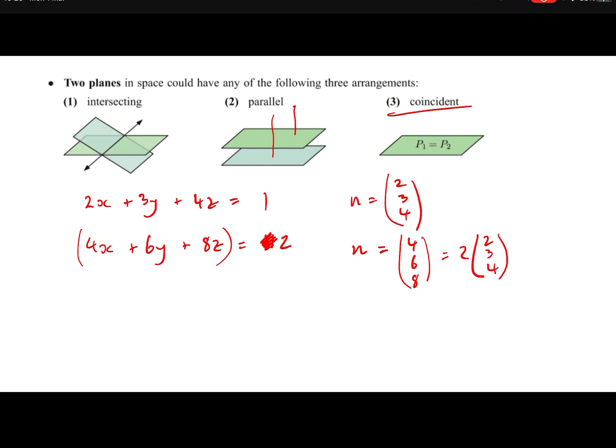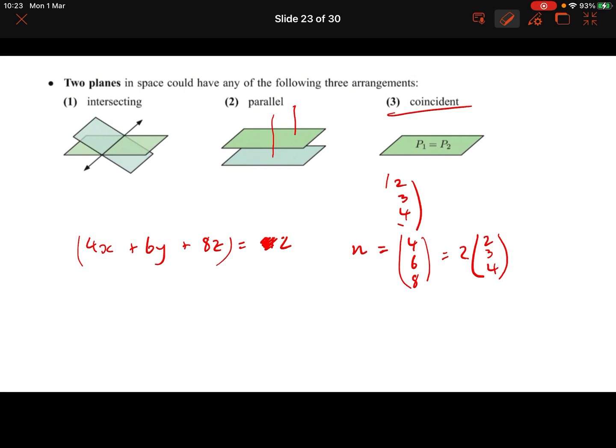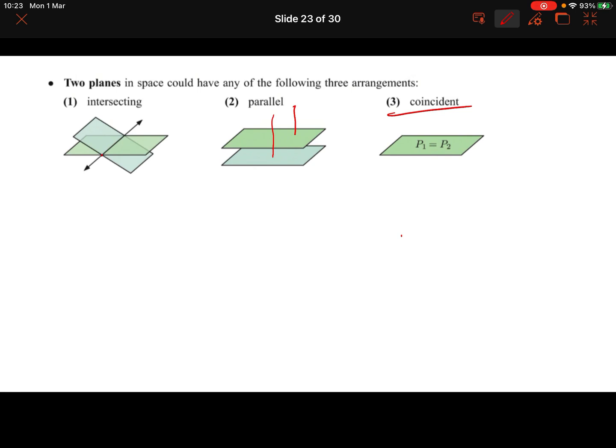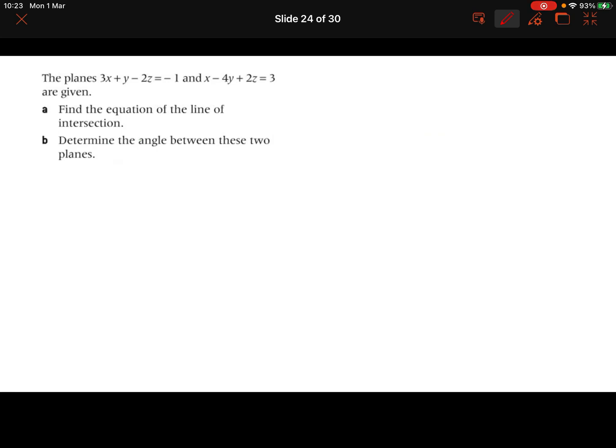Now, where it gets tricky is what happens if they're intersecting planes. If they intersect, there will be a line of intersection. This is a line of intersection, not a point of intersection. And so what you might be asked to do is find the equation of the line of intersection. Let's have a look at how this works. We've got two planes, 3x plus y minus 2z equals negative 1, and x minus 4y plus 2z equals 3. Find the equation of the line of intersection.